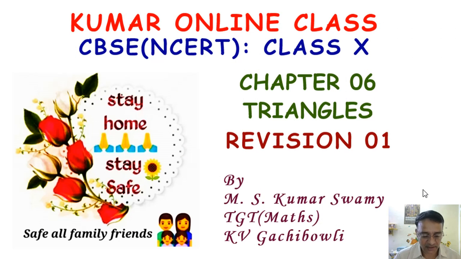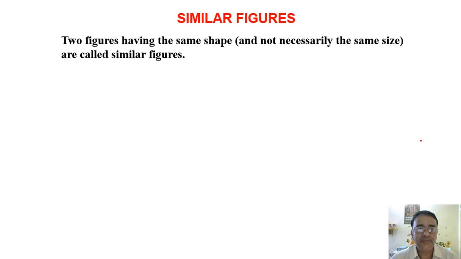Today we are going to start revision number 1 of triangles, chapter 6. So let us start with the introduction. Similar figures: two figures having the same shape but not necessarily the same size. Same size भी हो सकता है, different भी हो सकता है, but shape same होगा. So that are called similar figures.